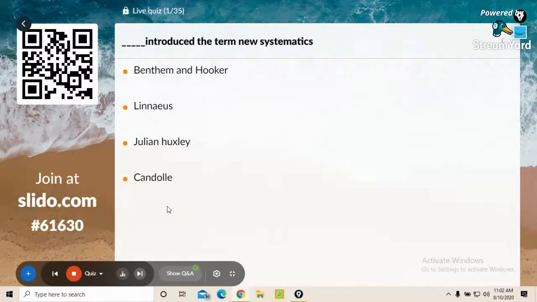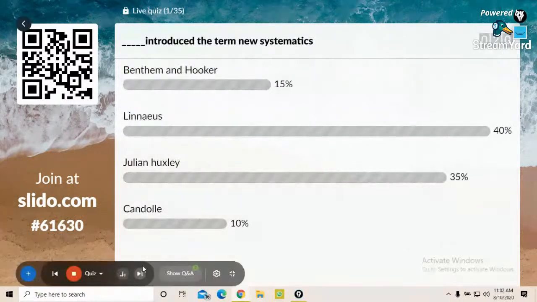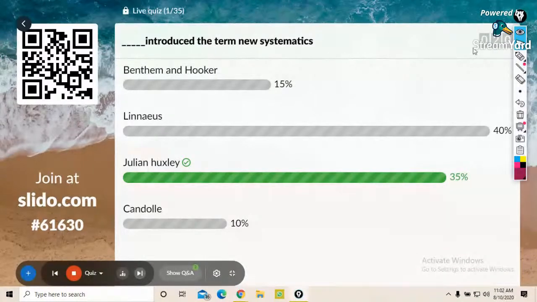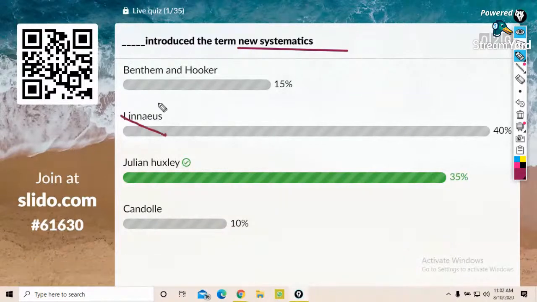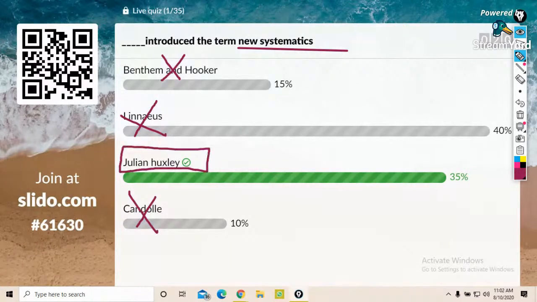35% of the students have given the correct answer. The person who introduced the term new systematics is not Carl Linnaeus, not Bentham and Hooker, not Cantor. The correct answer is Julian Huxley. Julian Huxley introduced the term new systematics. So option C is the correct answer.